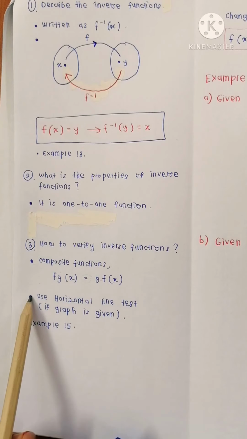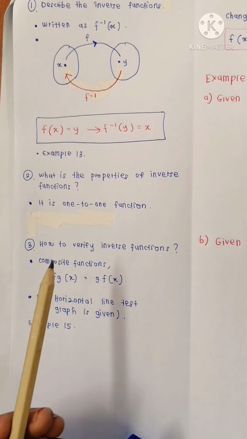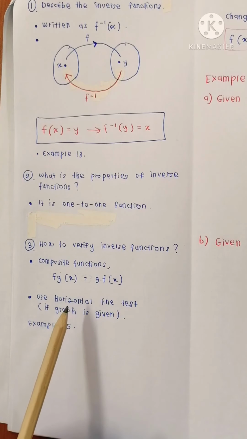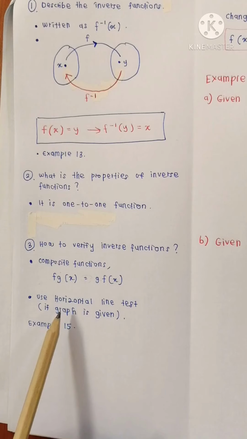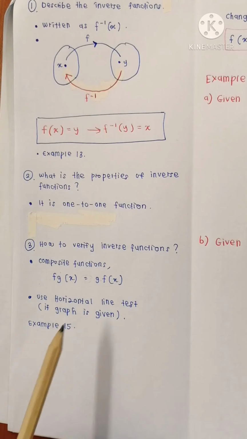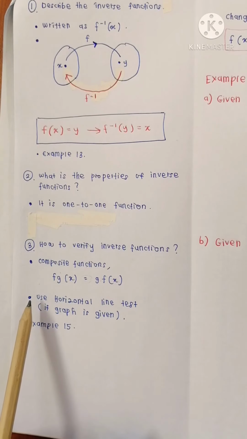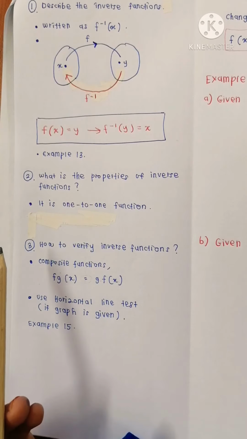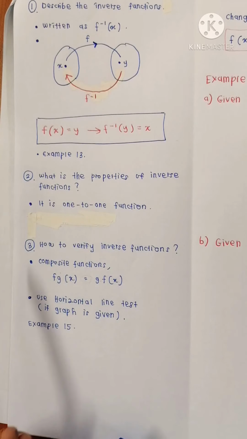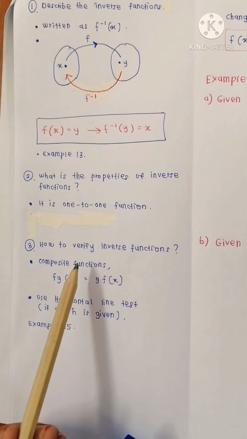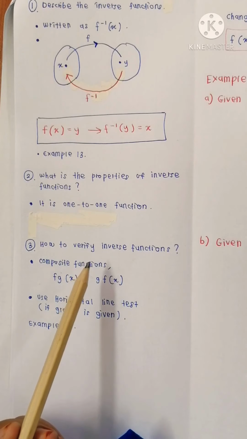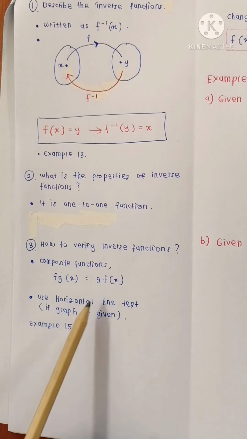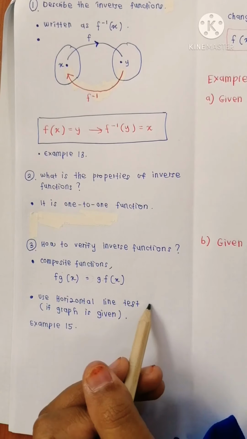Number 2, if you want to verify the inverse function, you need to use the horizontal line test. This is if you are given a graph. Before this, to verify whether something is a function or not, you need to apply the vertical line test. But to verify the inverse function for the given graph, you need to use the horizontal line test, horizontal, melintang, like this.